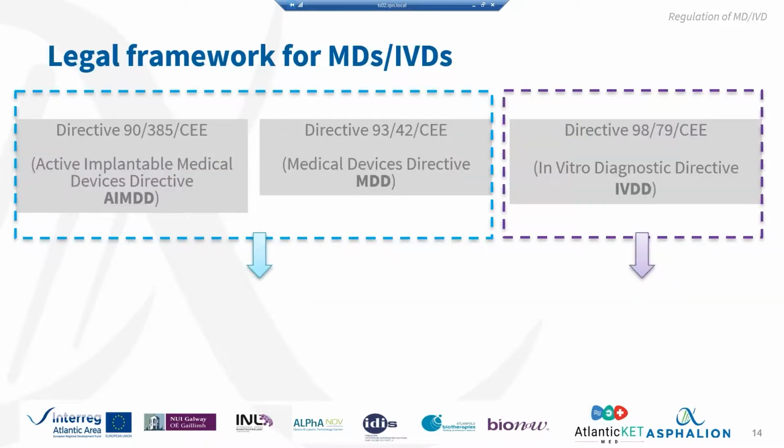So up until now, what was the situation? Well, up until 2017, there were 2 directives for medical devices, which were the Active Implantable Medical Devices Directive, number 90/385, and then we also had the Medical Devices Directive, which is 93/42. On the other hand, for in vitro diagnostic devices, we had the In Vitro Diagnostic Directive 98/79. But this all has changed.